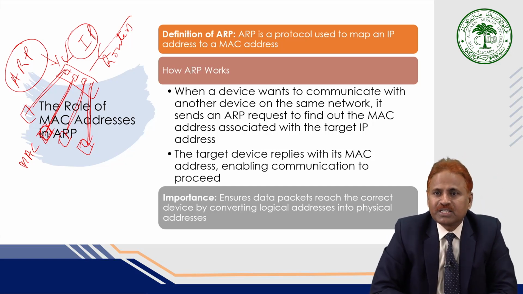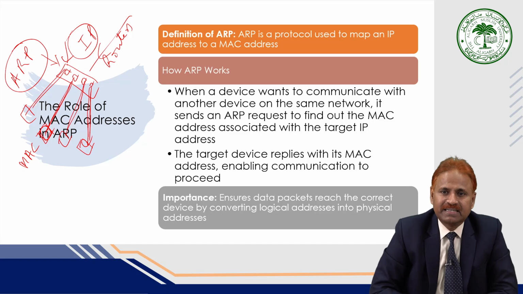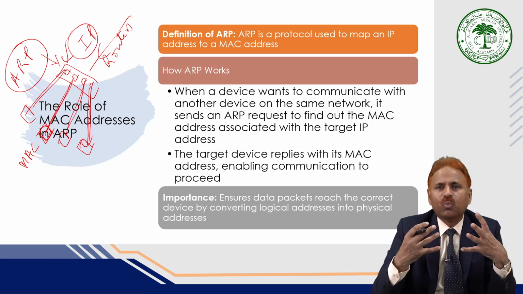So, when a device wants to communicate with another device on the same network, it sends an ARP request to find out the MAC address associated with the target IP address. The target device replies with its MAC address, enabling communication. So, it is telling you how ARP works basically.